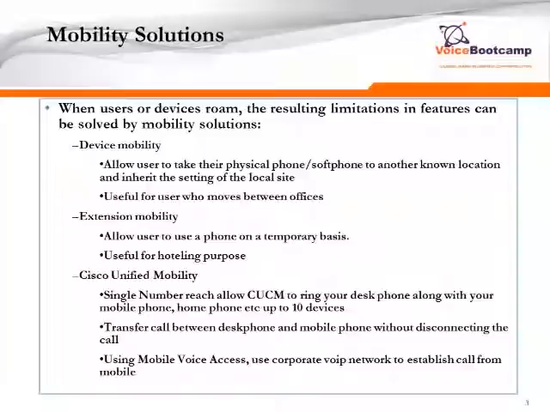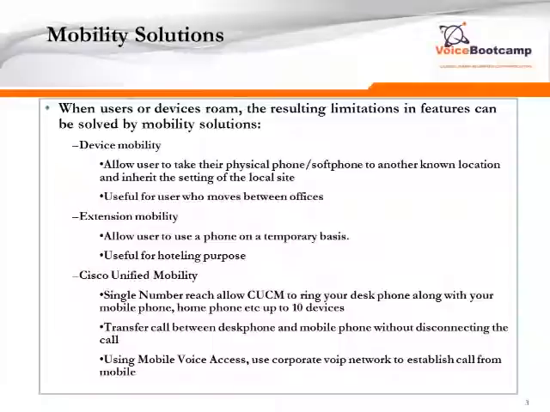The mobility options that you have are device mobility, which allows a user to take their physical phone or soft phone, such as IP Communicator, to another known location. Now, when I say known location, that means that wherever you go, it has to be known. The infrastructure has to be known to the administrator or to the Call Manager. It is useful for a user who moves between offices or branch offices.